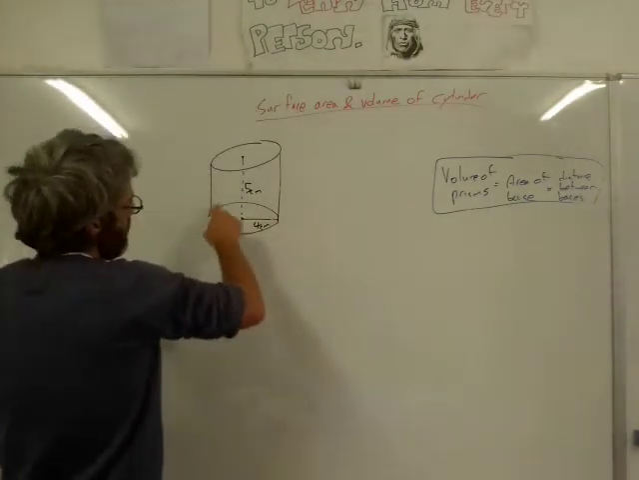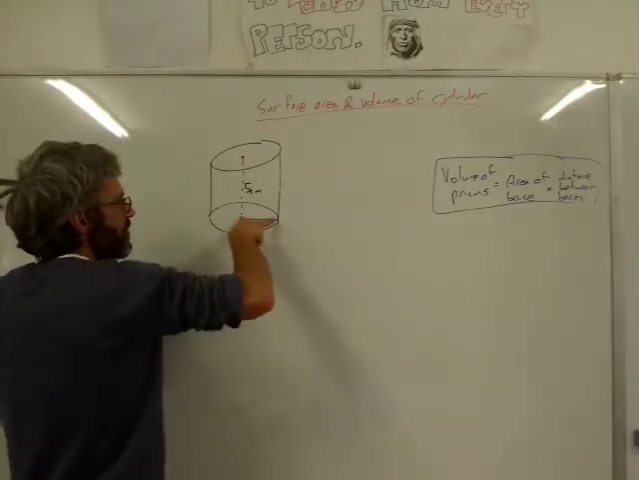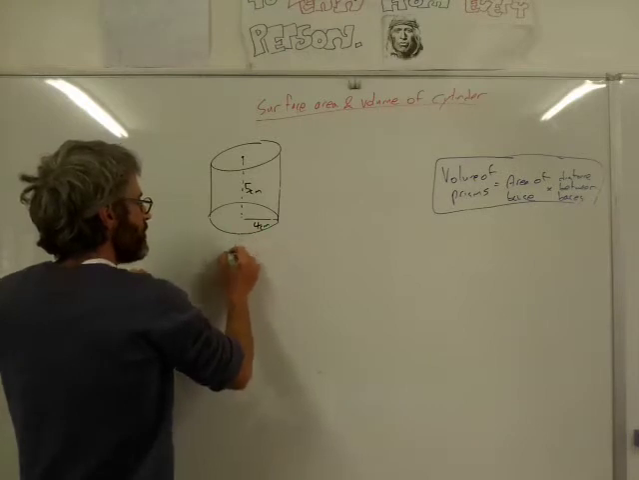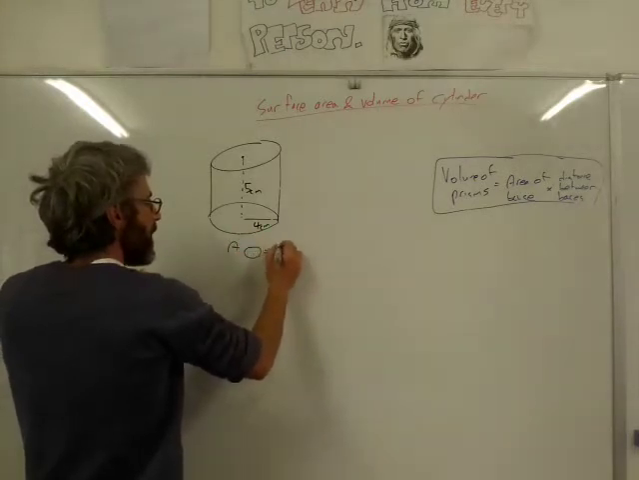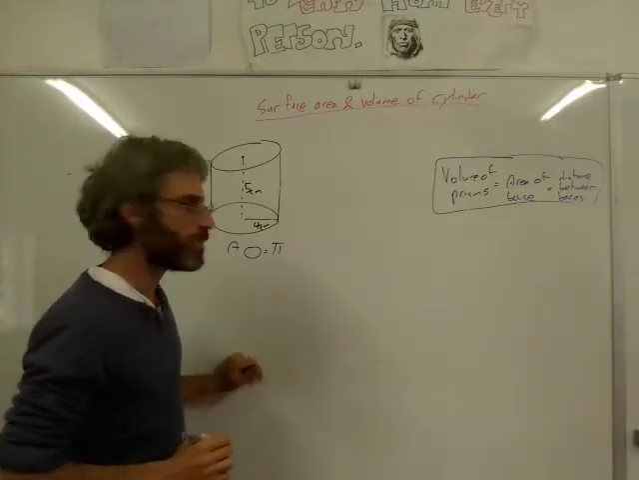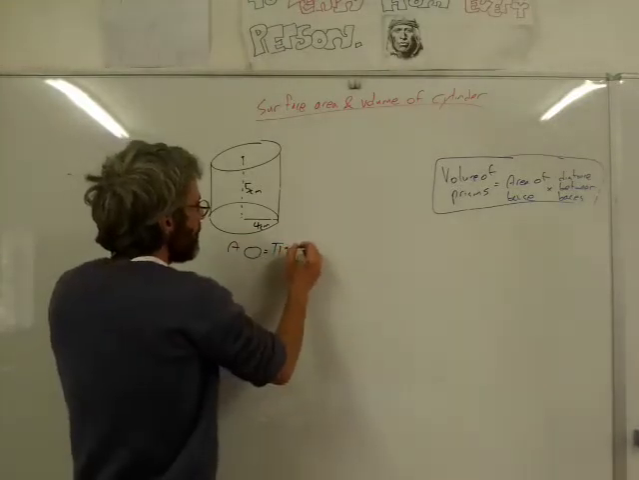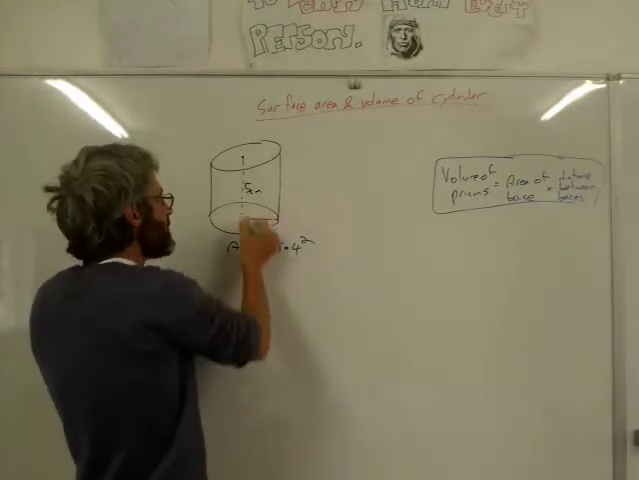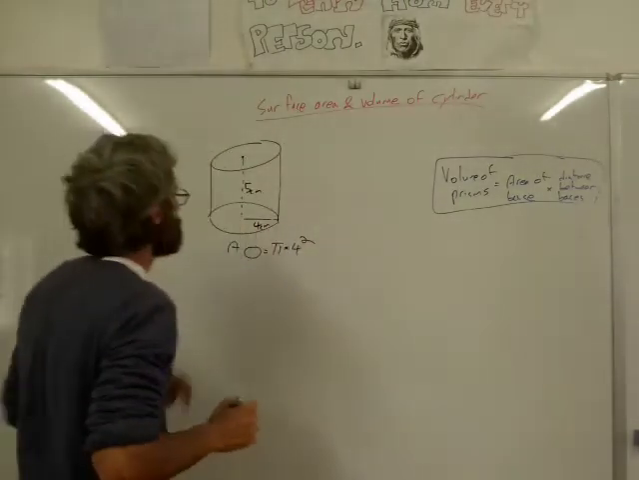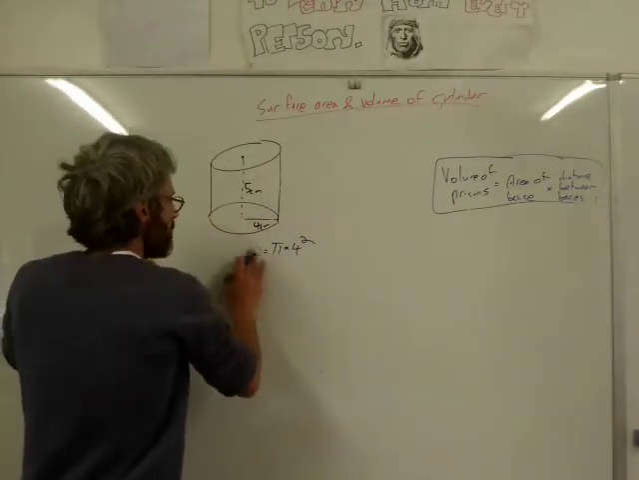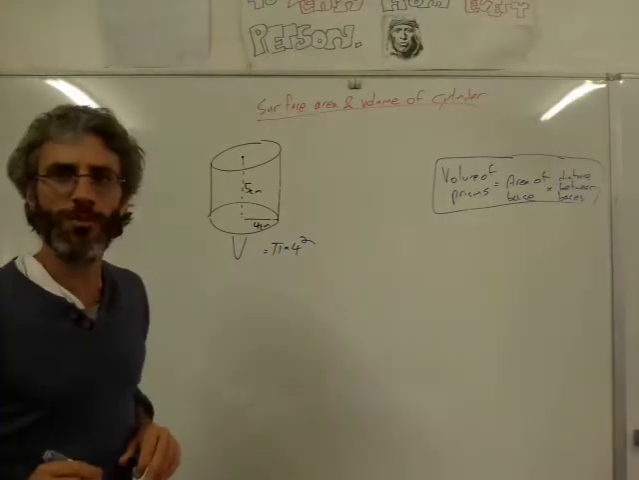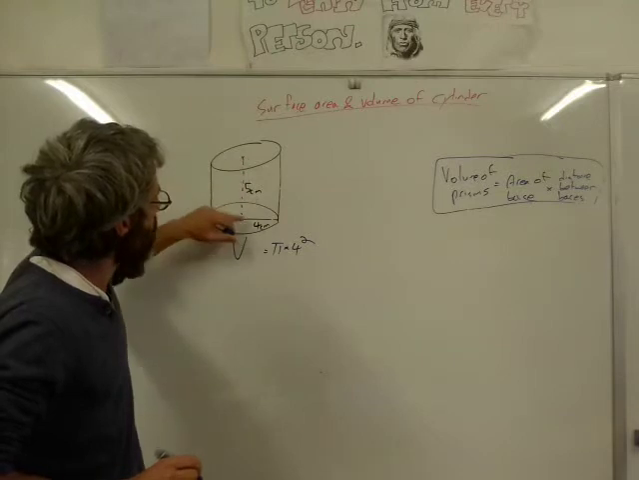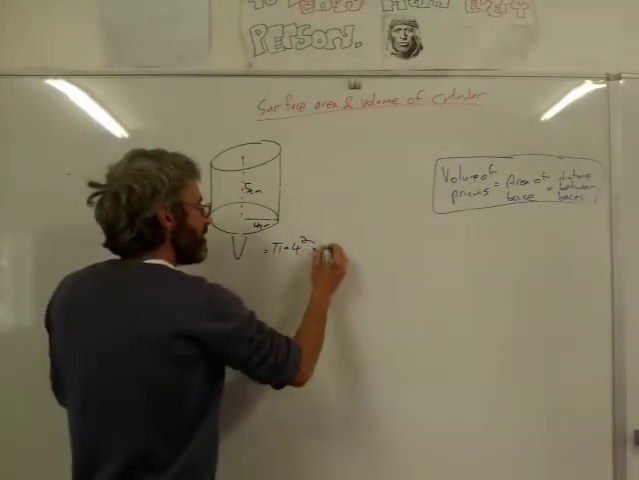So let's say these are the measurements that I have. The radius is 4 and the distance here is 5. The area of the circle is going to be pi r squared. What is r? It's 4. So pi times 4 squared. Now, the distance between the bases is 5. So the volume is going to be pi r squared times the distance between the two bases, which is 5. So I'm going to multiply it by 5.